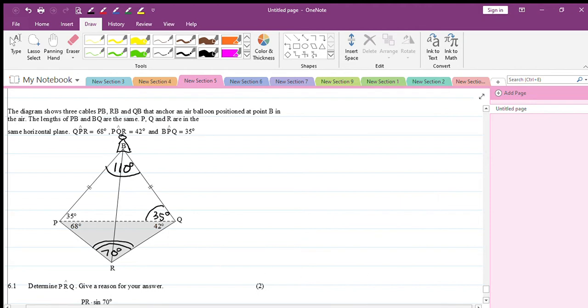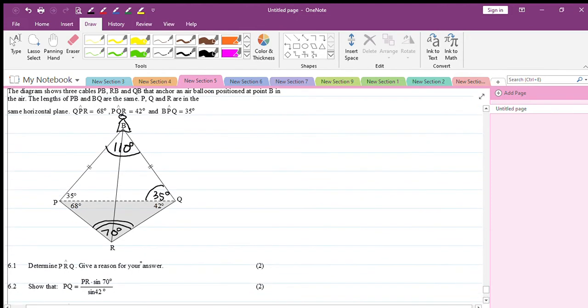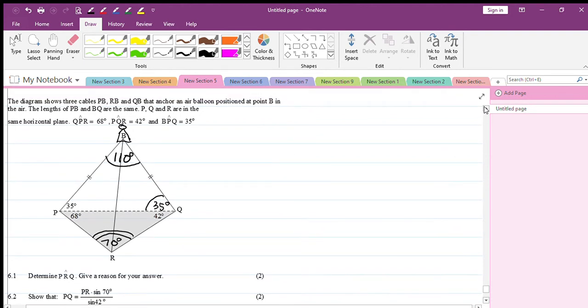Okay, now let's look at the question. The first question, determine PRQ with reasons. Where is angle PRQ? Angle PRQ is that angle there. Angle PRQ, that angle there, that we've already indicated that the size of that angle is 70 degrees. So our first answer is that PRQ is equal to 70 degrees, and our reason is angles in a triangle.